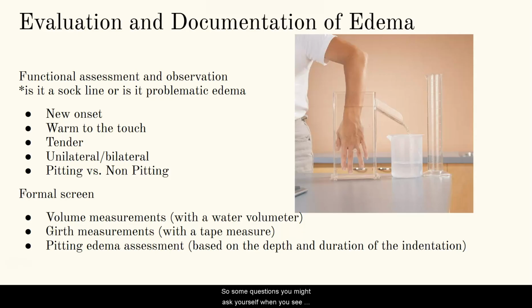So some questions you might ask yourself when you see edema: is it new onset? If it's new onset, it could be related to a deep vein thrombosis or DVT. Is it warm to the touch? Is it tender? Again, relating back to DVT or infection, cellulitis. Is it bilateral or unilateral? So is it on one or both sides of the body?